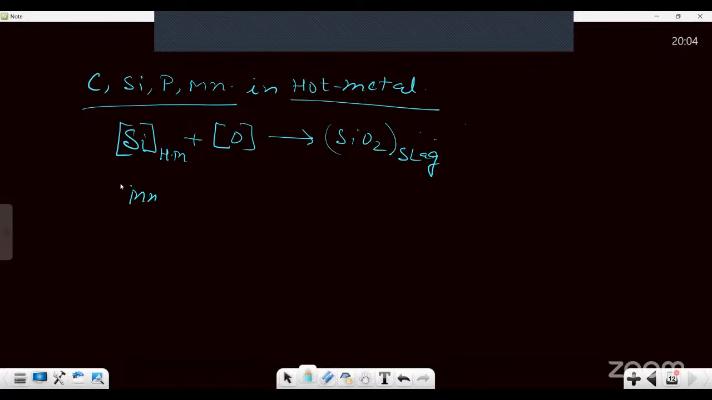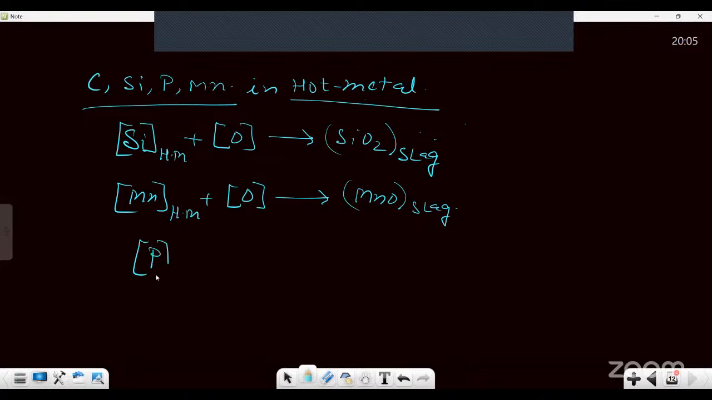Likewise, manganese from the hot metal will take up the oxygen dissolved in the hot metal and form MnO. This manganese oxide will go into the slag. Similarly, phosphorus from the hot metal will take up the oxygen and form P2O5, and this P2O5 will get into the slag.